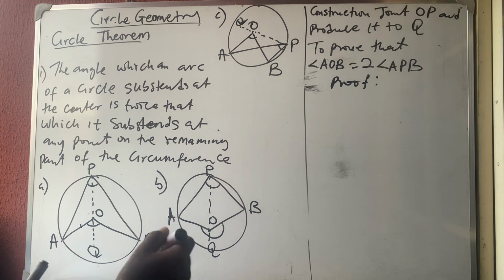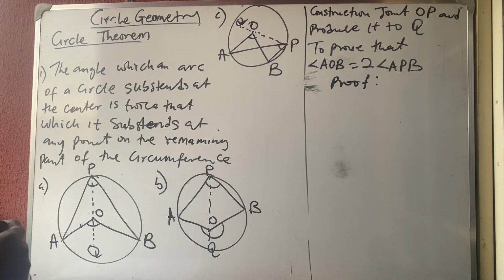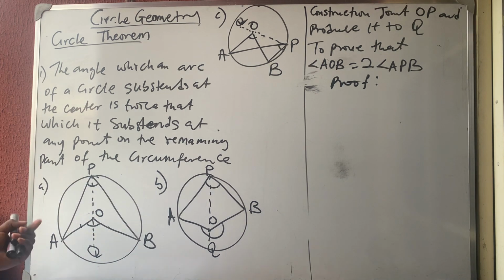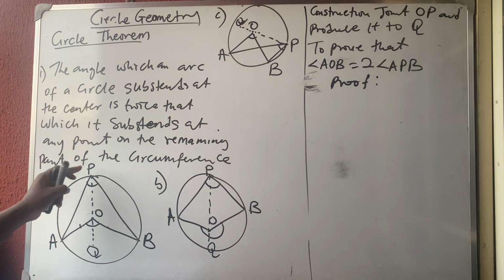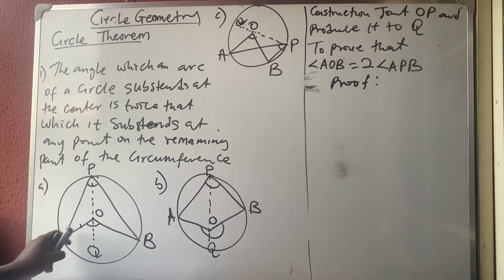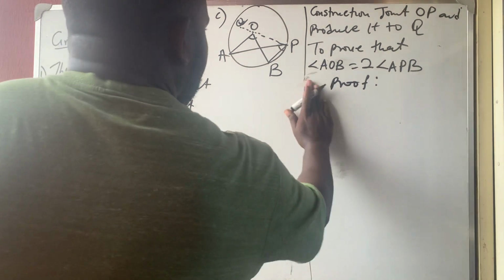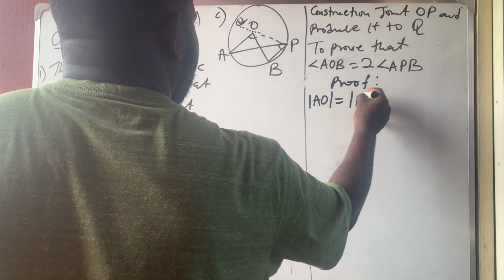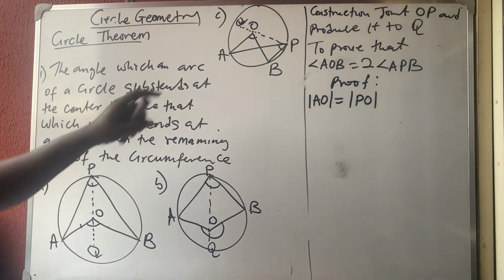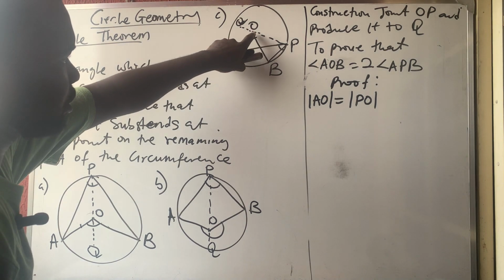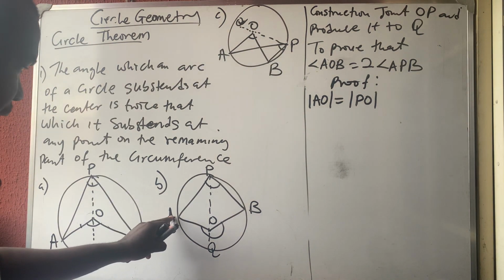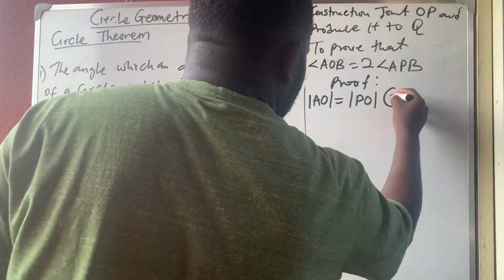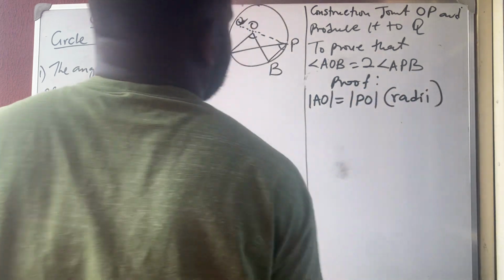Now, do you know that line AO is equal to line OB? We call it radius. From the center to any part of the circumference is equal to from the center to any part of the circumference. So we tell them that line AO is equal to line PO. They are the same thing. They are equal because they are radii. That's my reason.